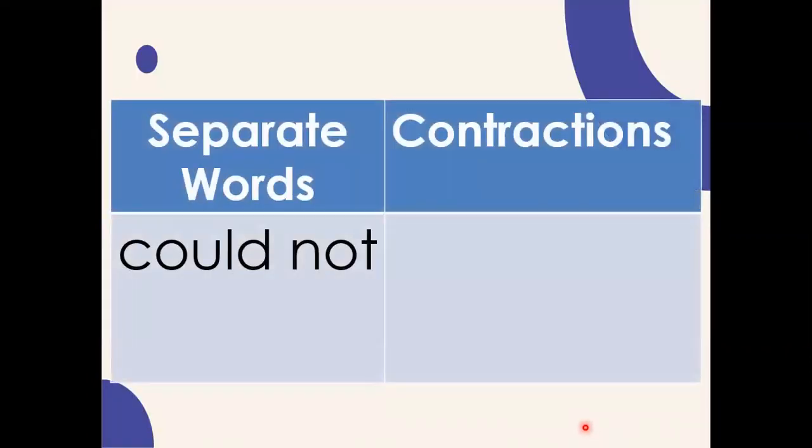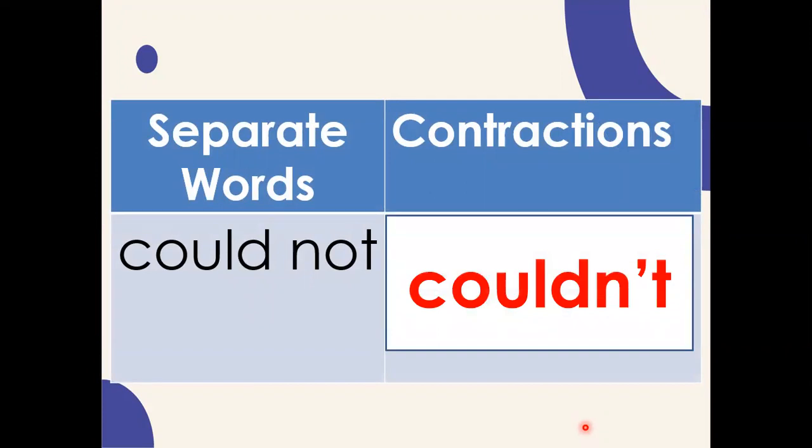For could not, it becomes couldn't. Okay, say couldn't. Very good. What did we do? How did we transform that into a contraction? We changed the O into an apostrophe.